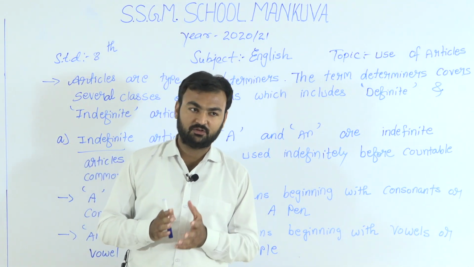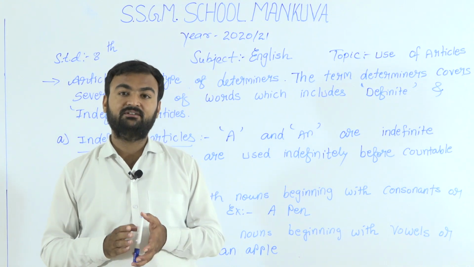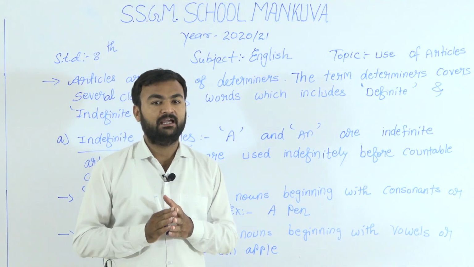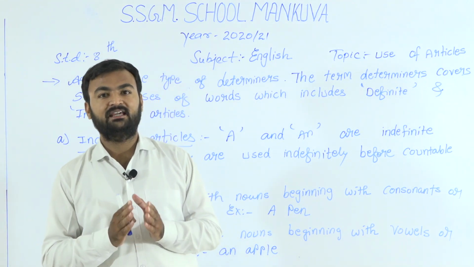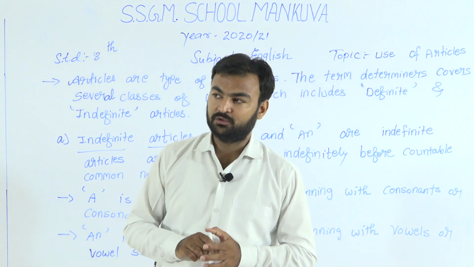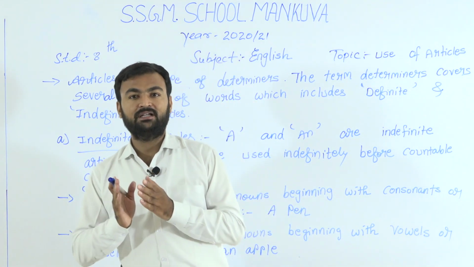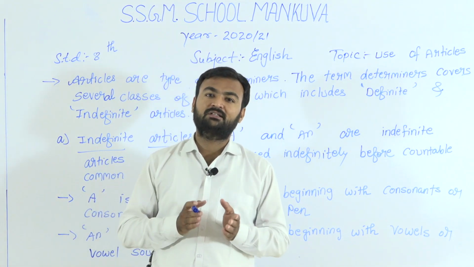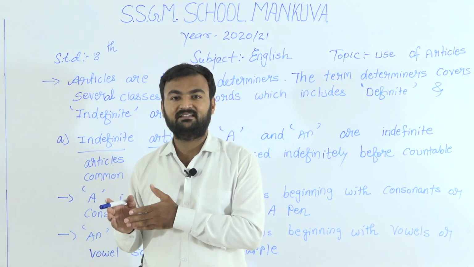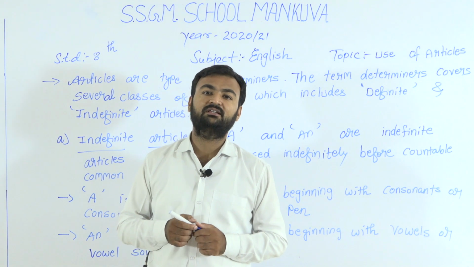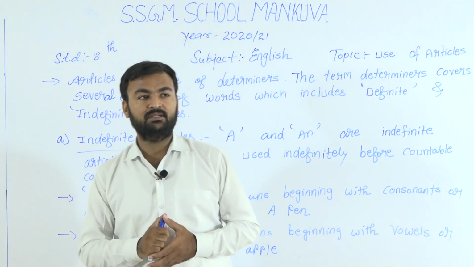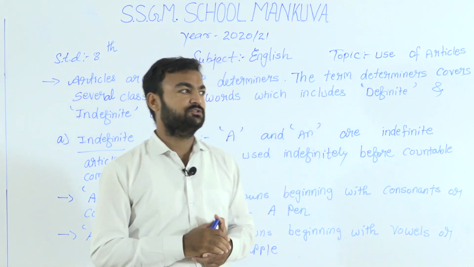So these are the total 21 letters known as consonants, and the vowels are A, E, I, O, U. Vowels are 5, consonants are 21. 21 plus 5, total 26. These 26 letters form the alphabet in English, from A to Z. So this is just common information for you.